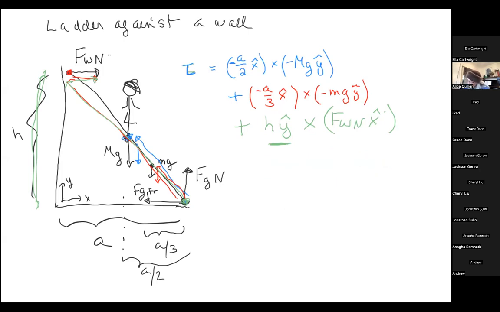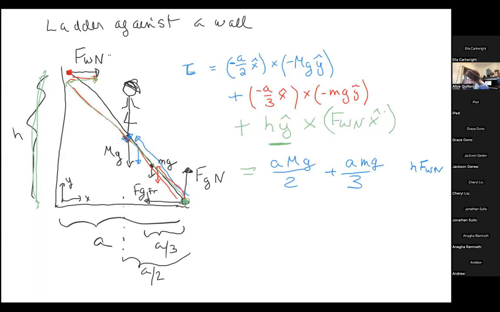Okay, so let's now write these terms. So we have AMG over 2. We have 2 minus signs, so they cancel out, plus AMG over 3. That's the second term. So I'm tempted to just do H F_WN. That's the normal component of the wall force.